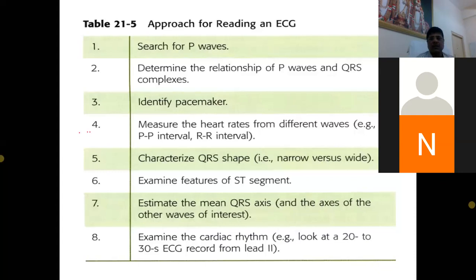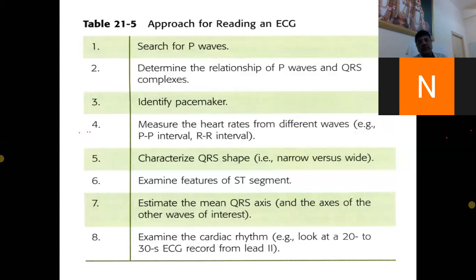Then look at the QRS complex, the shape, whether it is narrow, broad, and so on. Then examine the features of the ST segment. One of the most important things, look at the ST segment, whether it is flat, raised, or inverted. Usually the ST segment will be flat. It is raised or inverted depending on the lead in ischemia and infarction. In myocardial ischemia and myocardial infarction, the ST segment is going to be raised or inverted.